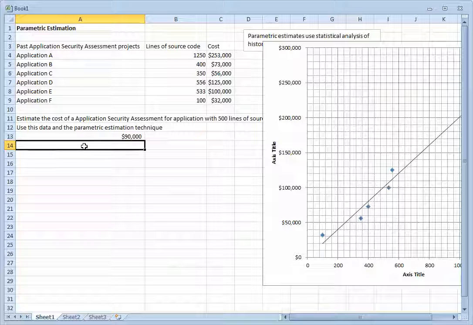Now, I've used Microsoft Excel, but you could just as easily plot this data by hand on a piece of graph paper and then just draw a straight line with a ruler.